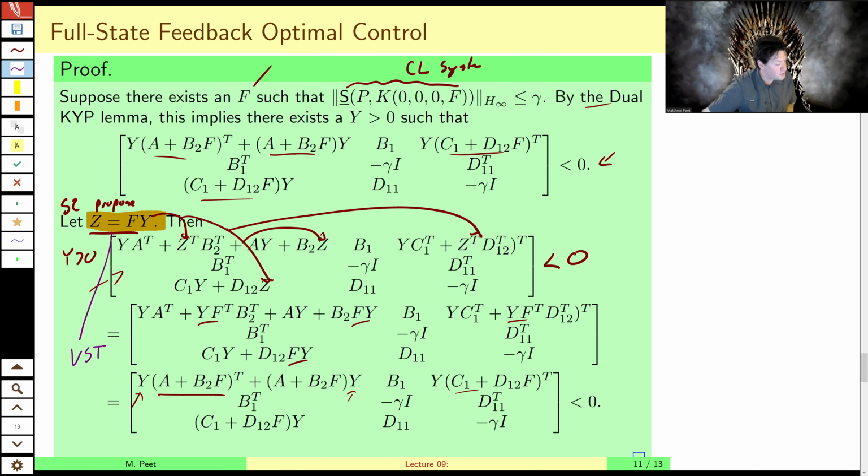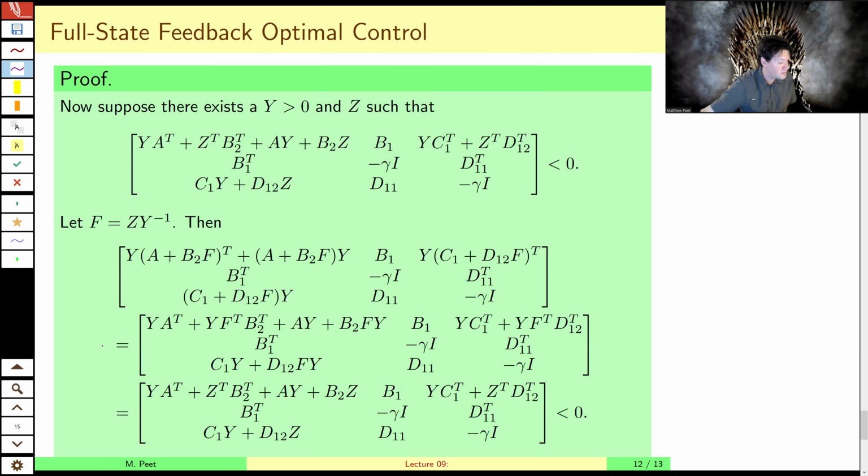For the converse, suppose that the LMI is feasible. So this is 2 implies 1. Suppose this LMI is feasible for some y greater than 0 and z. Define a feedback controller in this way, as the counter to the variable substitution, the inverse of the variable substitution.